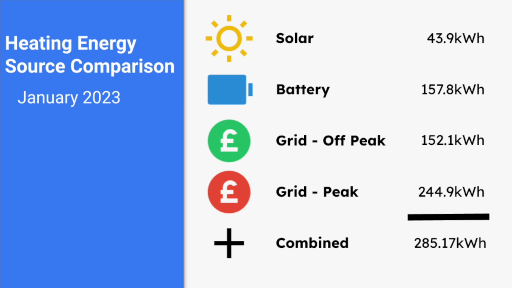We then move into January. January was clearly a milder month than December and missed the unpleasantly cool minus 10 long spell at the beginning of the month. Here we have 285 kilowatt hours in total for heating, 244 of which came from peak, 155 from off-peak, 157 from the battery, and 44-ish from solar.